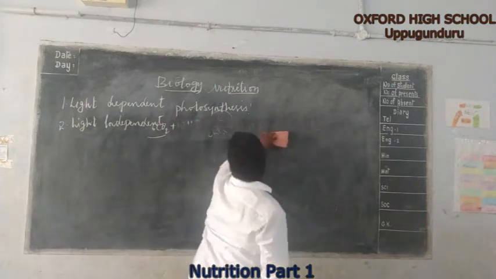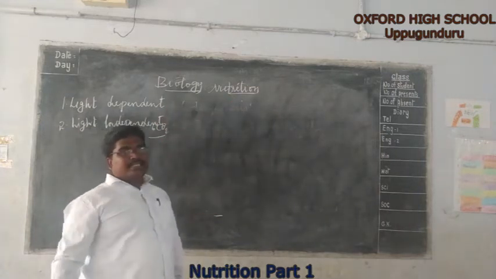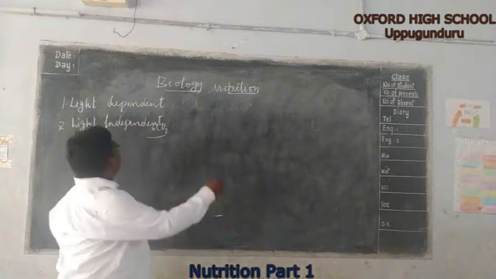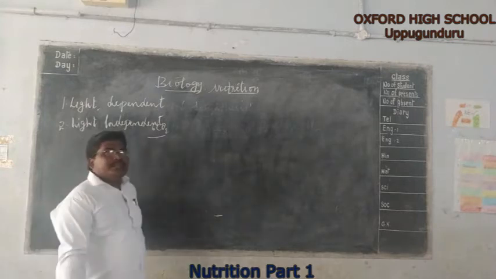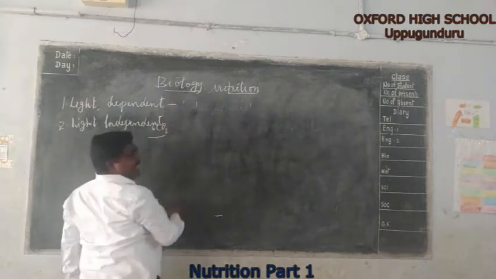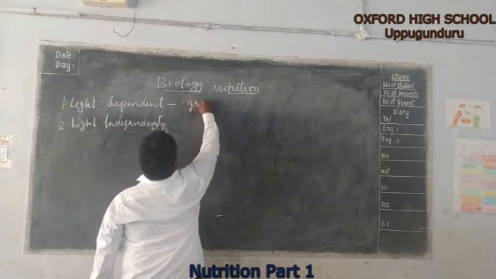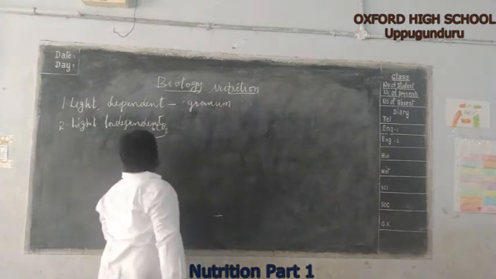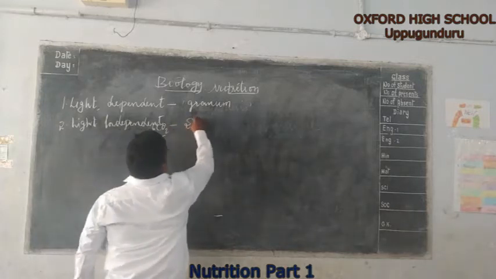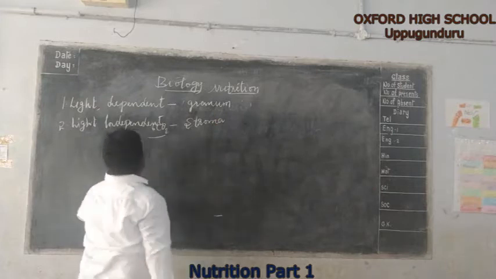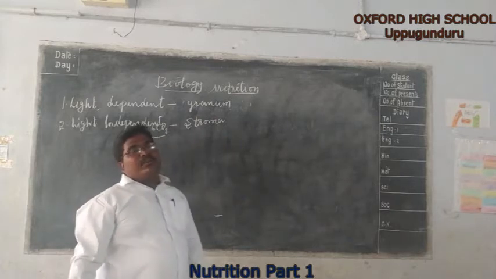I am going to explain these light-dependent and light-independent reactions. Light-dependent reactions depend on light and take place in the grana of the chloroplast. The light-independent reactions, which do not require light, take place in the stroma of the chloroplast. So light-dependent reactions take place in the granum, and light-independent reactions take place in the stroma.